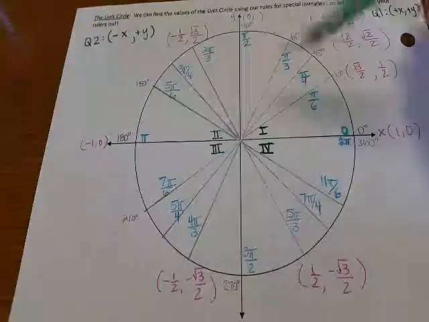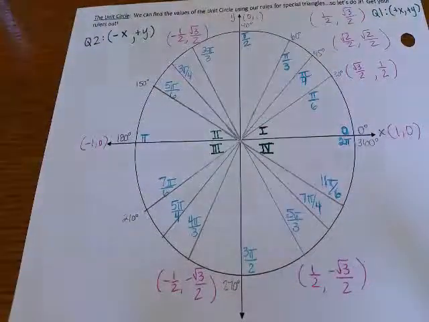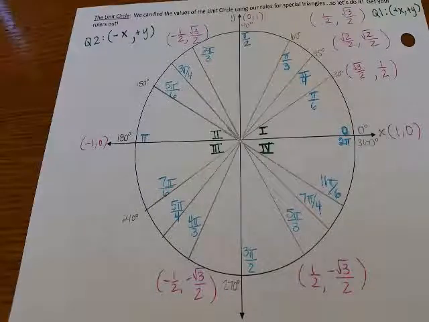So this is what the unit circle looks like with all the radians on there, but we're going to go over how you can find what those are even if you are not sure. Okay, so we're going to go over that.